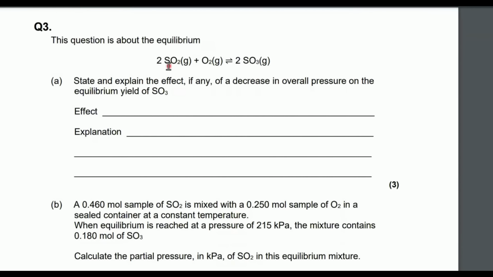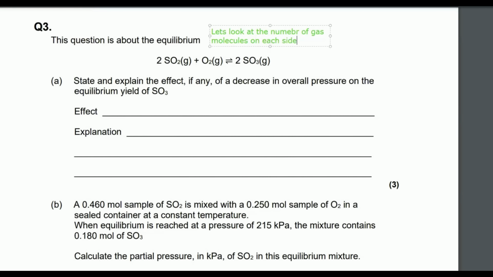Question 3. This is about equilibrium. We've got 2 sulfur dioxides plus 1 oxygen molecule, reversible sign, go to 2 sulfur trioxide molecules. State and explain the effect, if any, of a decrease in the overall pressure on the equilibrium yield of sulfur trioxide. So we're going to get a mark for stating the effect and 2 marks for the explanation here.